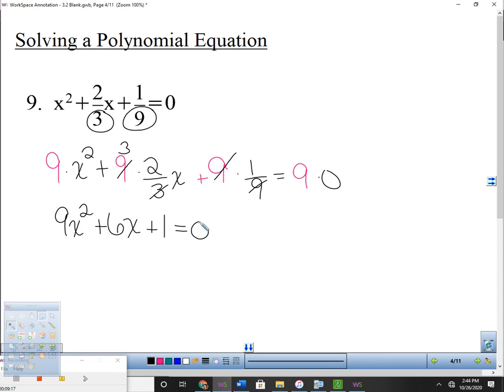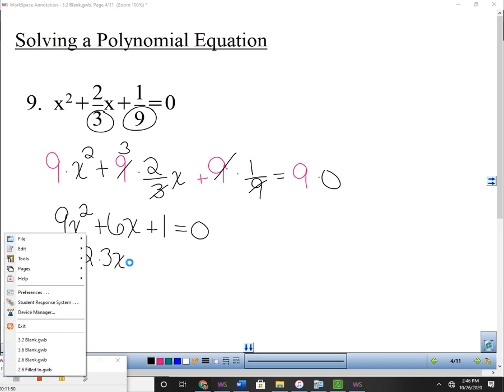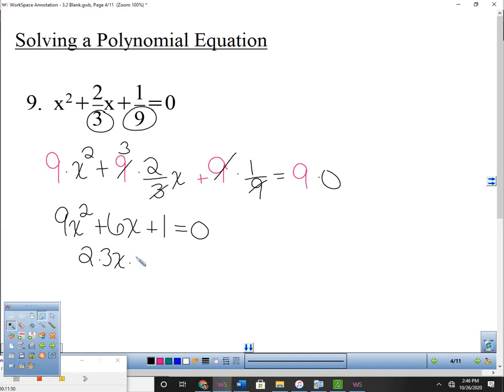So you could do the illegal move here, but that's not what we're practicing, right? We're practicing the perfect square stuff. So we're going to check to see if this is a perfect square. So is this a perfect square in front? Do you have a perfect square in the back? And 2 times the square root of 9x squared, which is 3x, times the square root of 1, which is 1, does that multiply to make the middle? Yes.